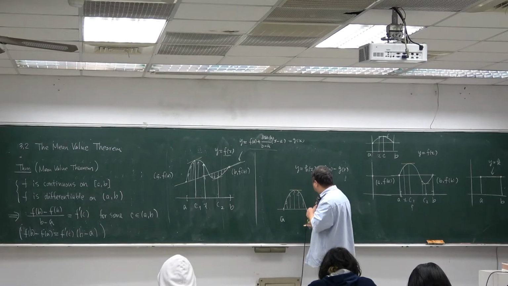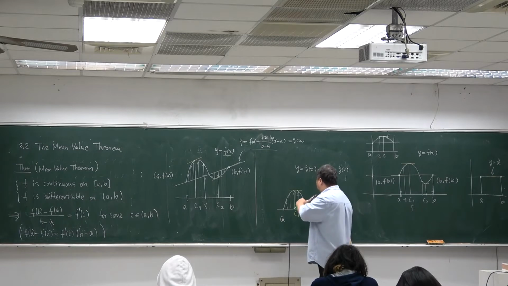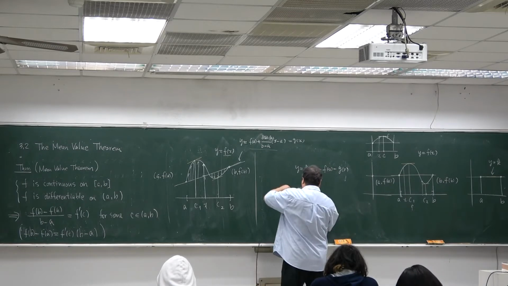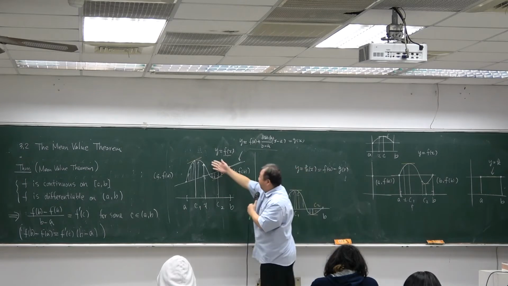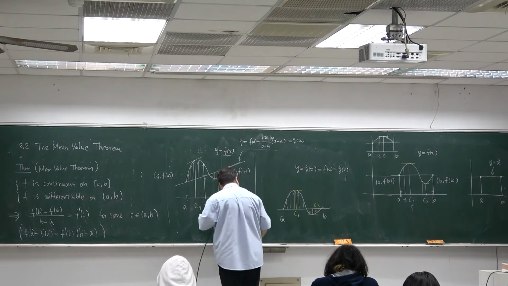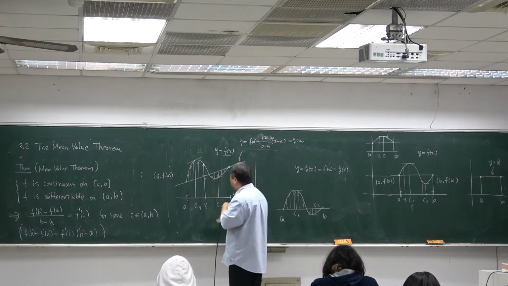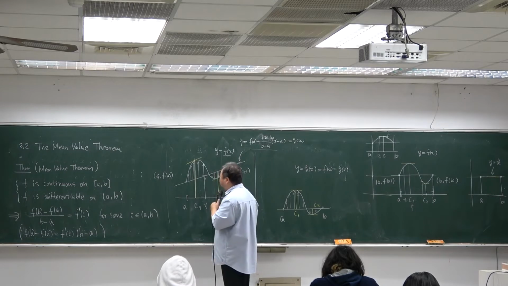Whose derivative is 0. Maybe C1, maybe C2 here. Okay. Then back to the original one. Oblique, oblique, oblique 2. Back to the original situation. So this is C1, C2. Okay.